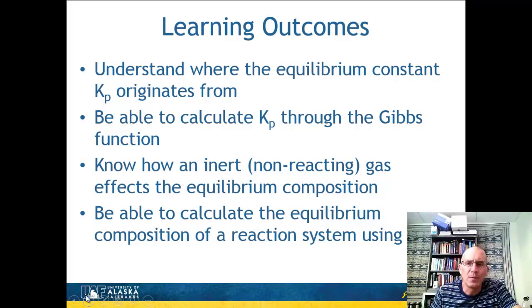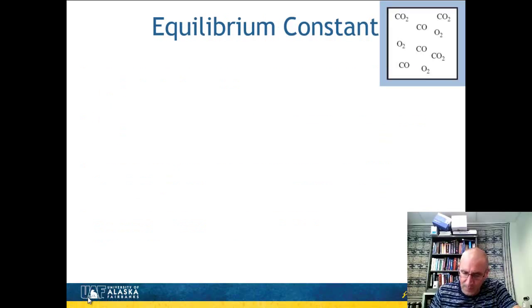So here are the learning outcomes. At the end of this, you'll understand where the equilibrium constant, K sub p, originates from. You'll be able to calculate Kp through the Gibbs function. You'll know how an inert or a non-reacting gas affects an equilibrium composition, and you'll be able to calculate the equilibrium composition of a reacting system using Kp.